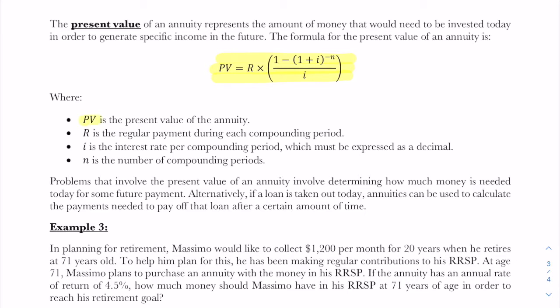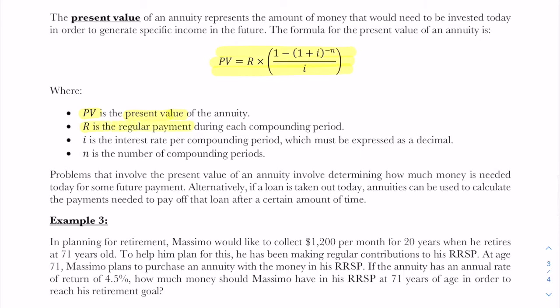Here, PV represents the present value of the annuity. R again would represent the regular payments, but specifically the payments during each compounding period. So these could be monthly payments, they could be annual payments. I again is the interest per compounding period, which still has to be expressed as a decimal, and lowercase n is the number of those compounding periods.